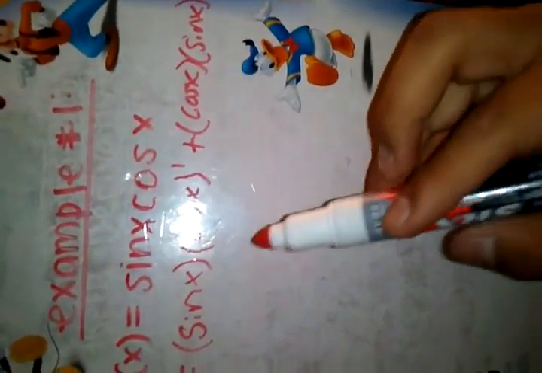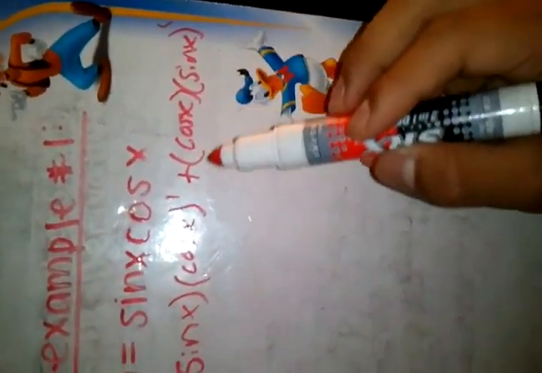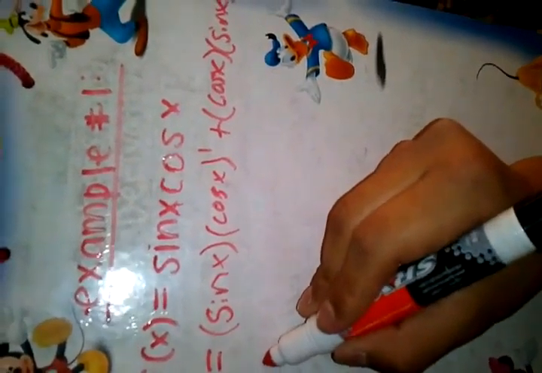Okay, so Walter just did the basic setup of the product rule, so we are going to be taking the derivative of cosine x and the derivative of sine x, and we are going to be multiplying them together.